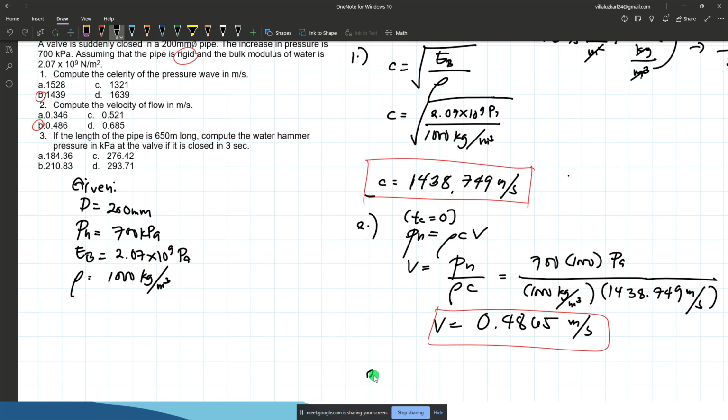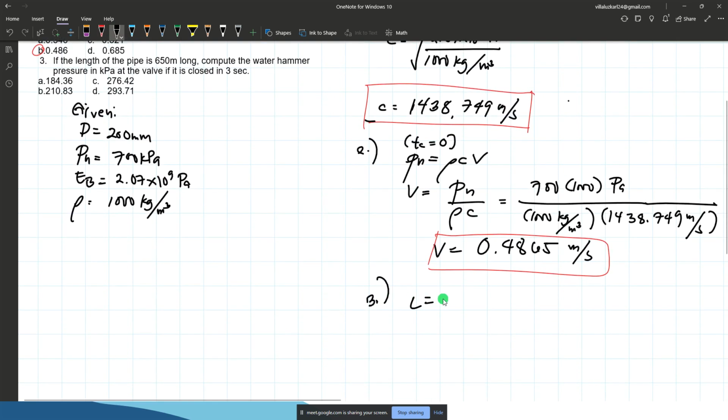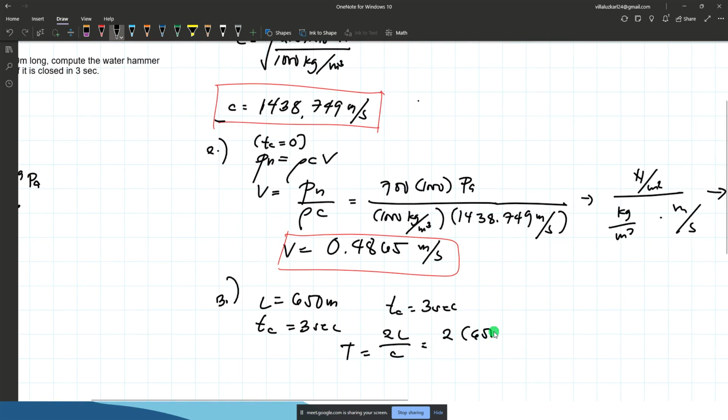For number 3, if the length of the pipe L is 650 meters and the time of closure is 3 seconds, what will be the water hammer pressure? So the time of closure is 3 seconds. We have to compute first 2L over C, the time. So 2 times 650 over C, which is 1438.749 meter per second. The unit that will remain is second.